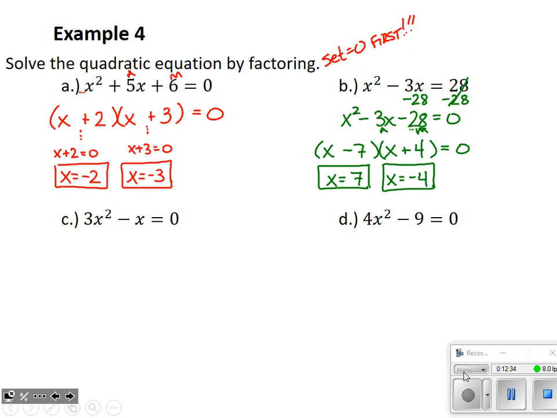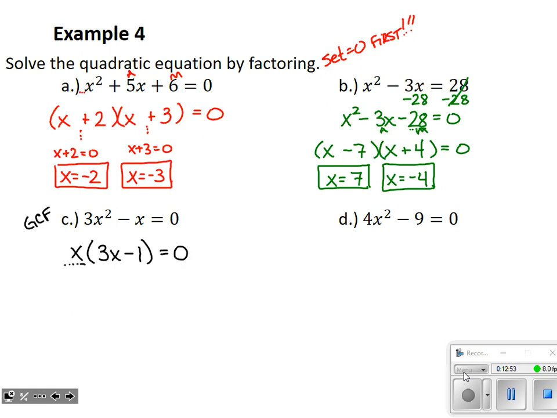For letter C, here you'll notice I don't have a full trinomial. It's already set equal to 0, so this is a case where there's only two terms. Can I take a GCF out of that? And sure enough, I can undistribute an x from both of those terms, so I have it all factored out.